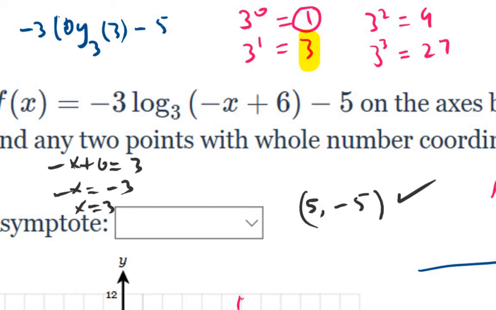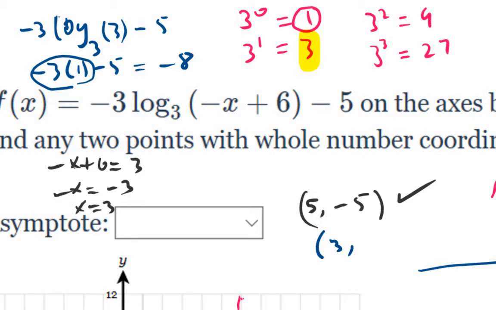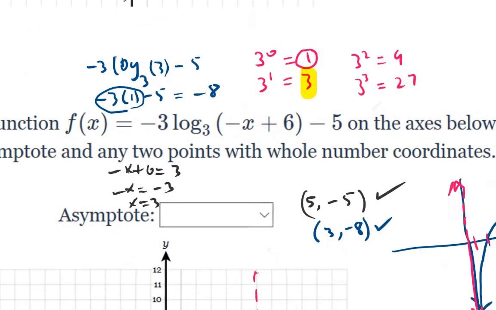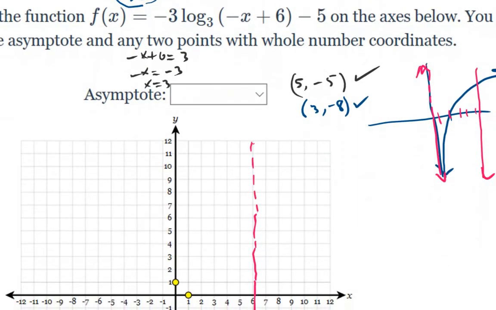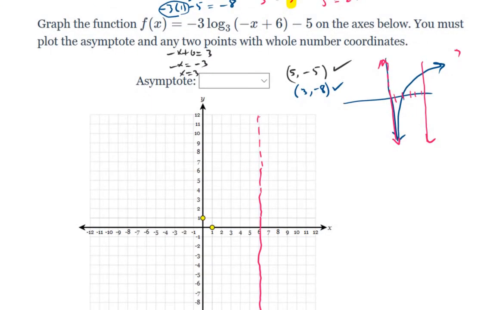Okay, so log base 3 of 3 is 1. So negative 3 times 1 minus 5. Negative 3 times 1 is negative 3. Minus 5 is negative 8. So now the second point will be when x equals 3, y equals negative 8. So we got the 2 points. It's a lot of work, but that's how you analyze log graphs.